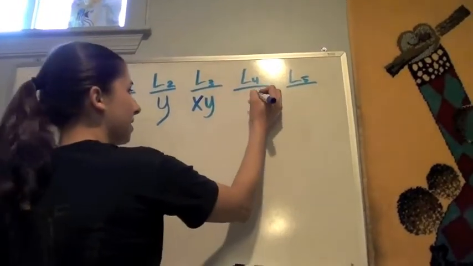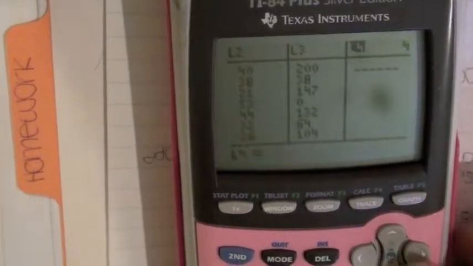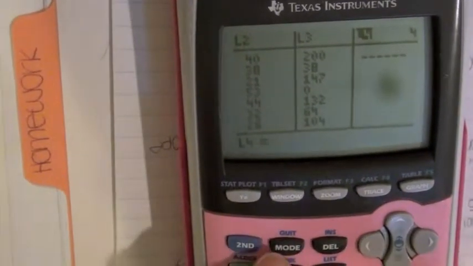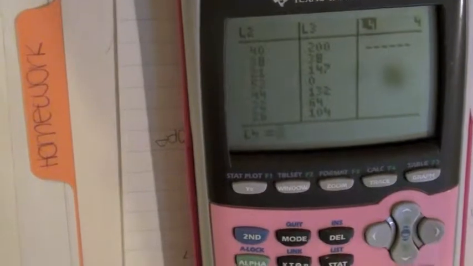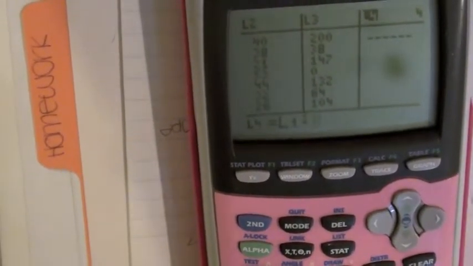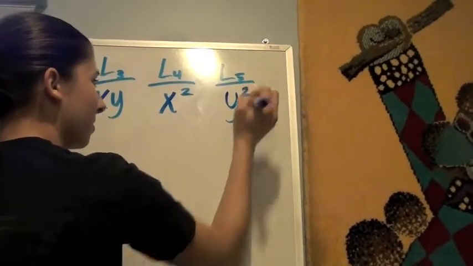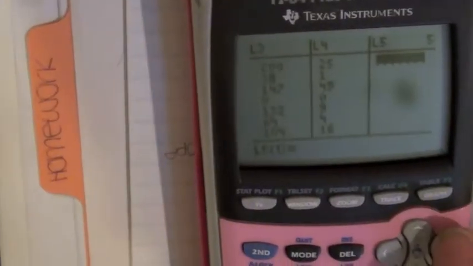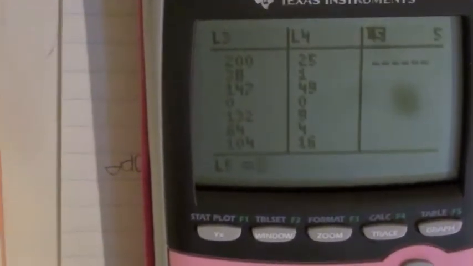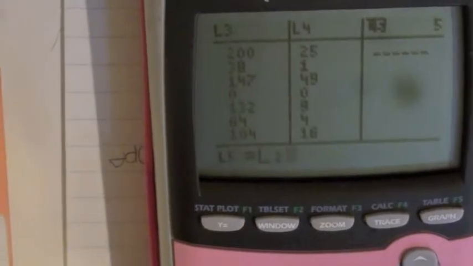List 4 is X squared, which is just list 1 squared. So you come back up to the top, press enter, and then do second L1 squared. List 5 is Y squared. On the calculator, you're going to go over to list 5, go to the top like you did before, and just put in list 2 squared.